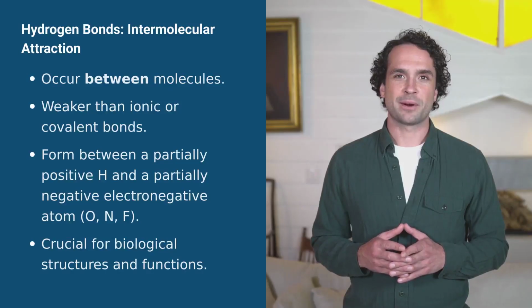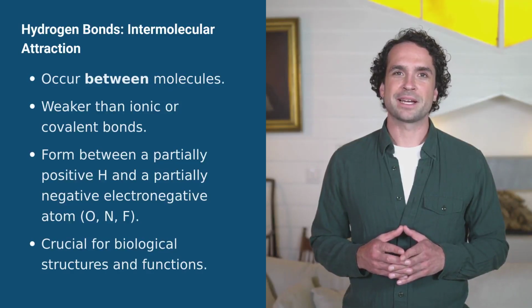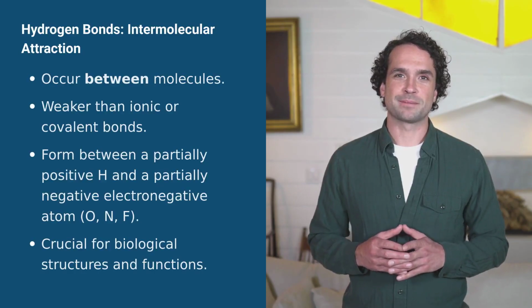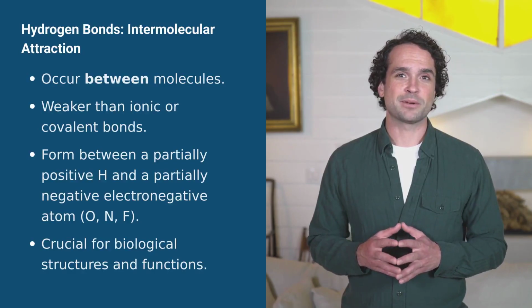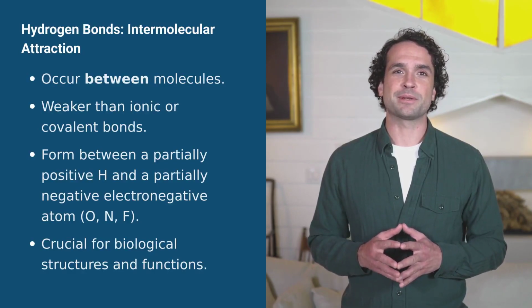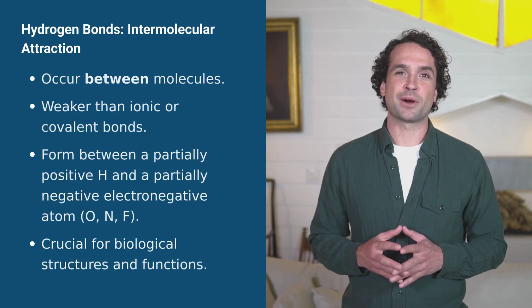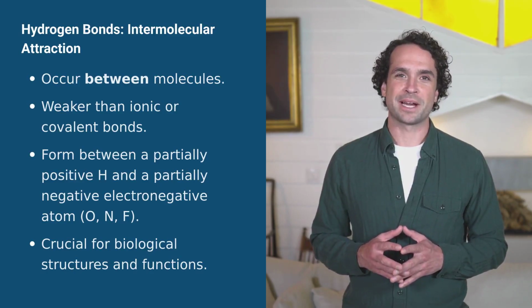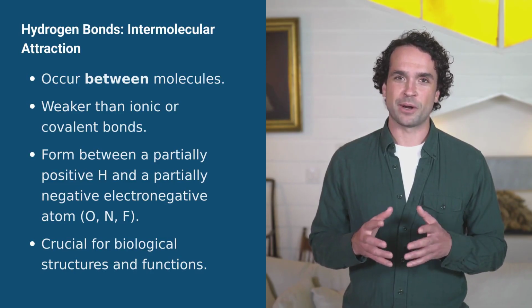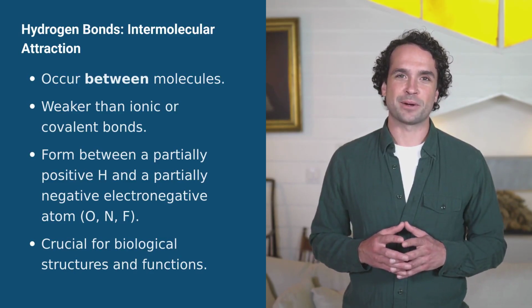Finally, let's explore hydrogen bonds. Unlike ionic and covalent bonds, which occur within molecules, hydrogen bonds are a type of intermolecular force, meaning they occur between molecules. They are significantly weaker than ionic or covalent bonds individually, but their collective strength and abundance play a crucial role in many biological systems. A hydrogen bond forms when a partially positive hydrogen atom, which is already covalently bonded to a highly electronegative atom like oxygen, nitrogen, or fluorine, is attracted to a partially negative electronegative atom in another molecule.